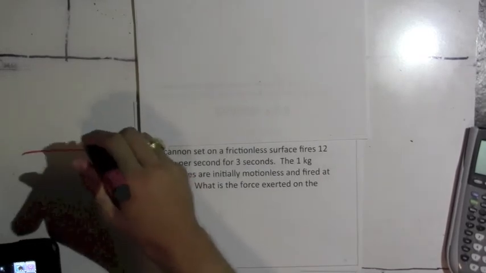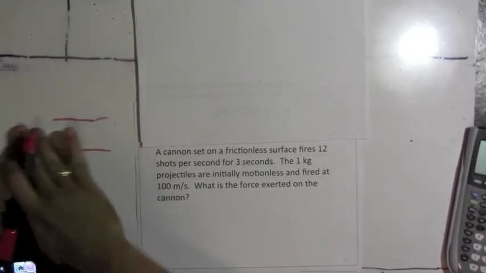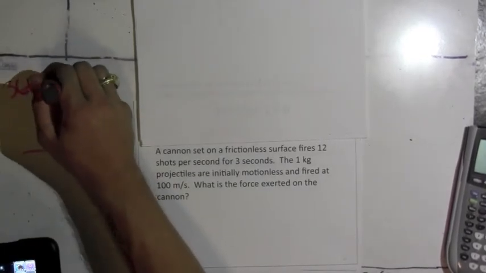Okay, this says a cannon is set on a frictionless surface. So you have a cannon that's set on a frictionless surface. Whenever you have this cannon, it's going to shoot, it says it shoots 12 shots per second for 3 seconds. So we know there's 36 total shots.